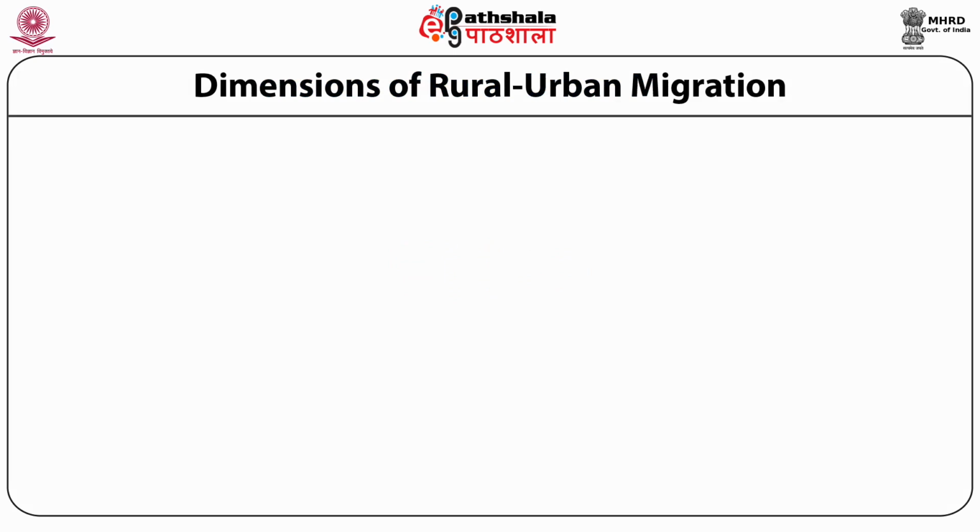Dimensions of rural-urban migration. Rural to urban migration is one of the main components of urban growth in India. Bhagat and Mohanty decomposed urban growth into four discrete components. A. Natural population increase. B. Net migration into urban areas. C. Net reclassification of settlements as towns. And D. Extension of urban center boundaries.